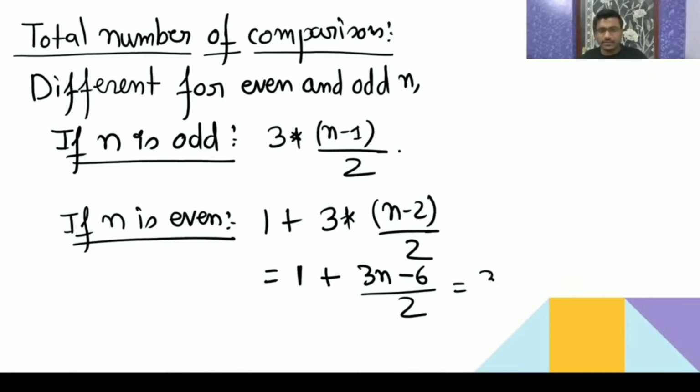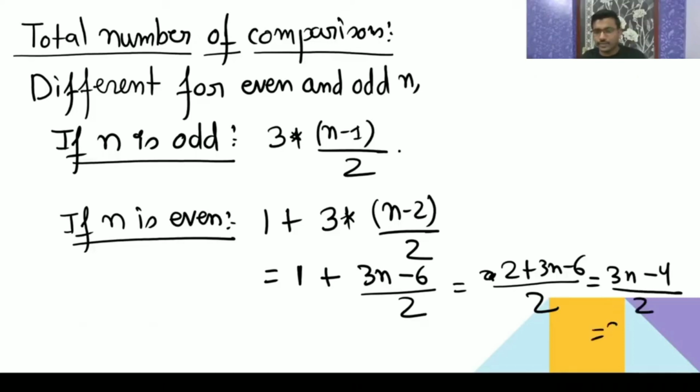Okay, if you solve this, you are going to get 2 plus 3n minus 6, so 3n minus 4 by 2. That is 3n by 2 minus 2. If you solve this, you are going to get 3 by 2 into n minus 2. Is it clear? If you want, you can even solve this for the odd case; you are going to get 3n minus 3.